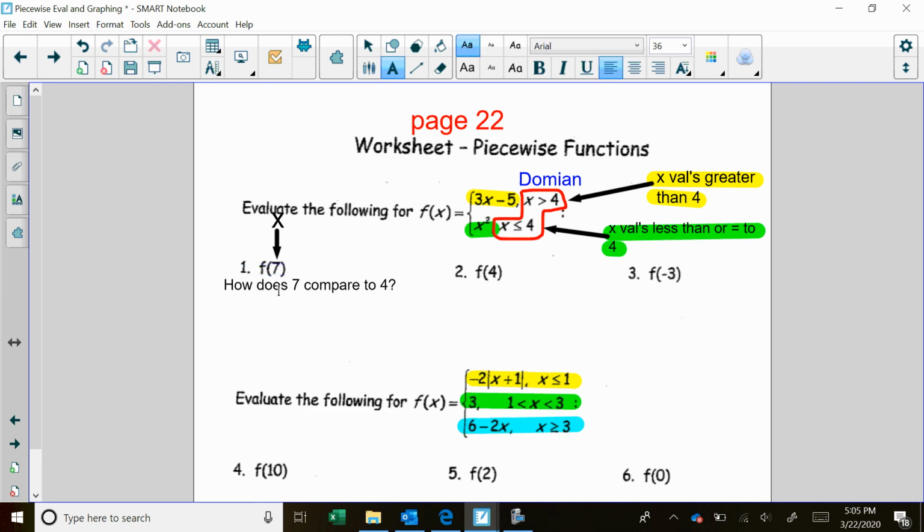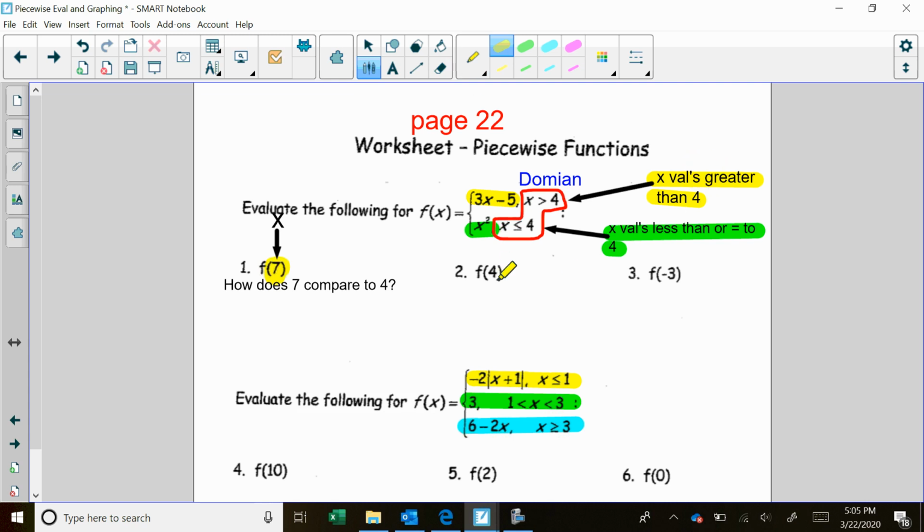So is it greater than 4, or is it less than or equal to 4? Well, I'm hoping you're all yelling at the screen, it's greater, it's greater. Okay, so 7 is, this part of the function here, it works for values that are greater than 4.